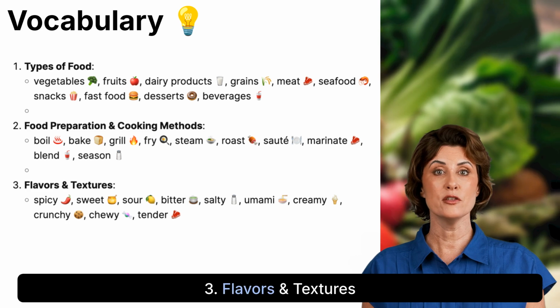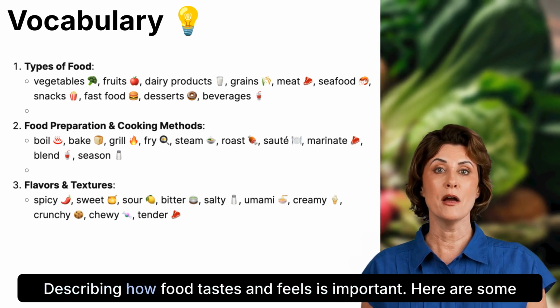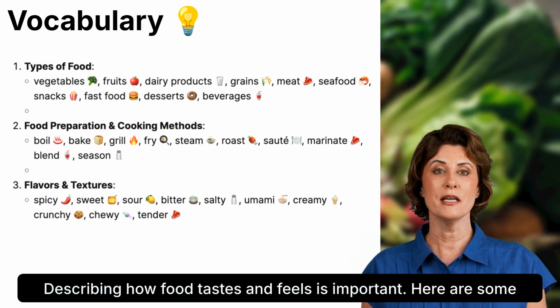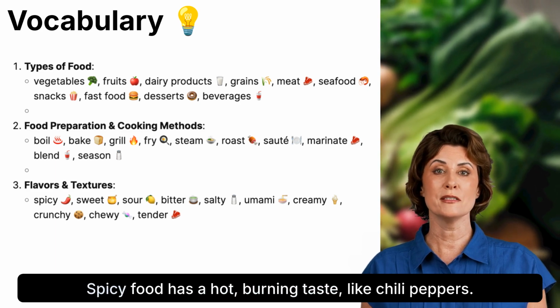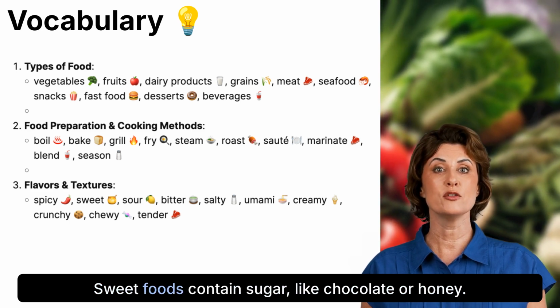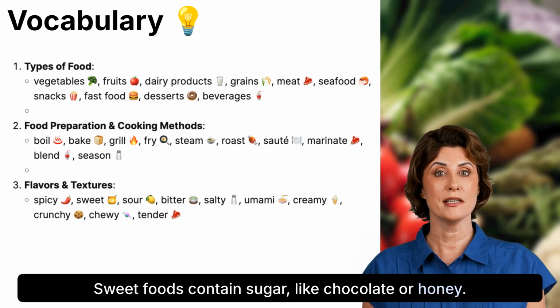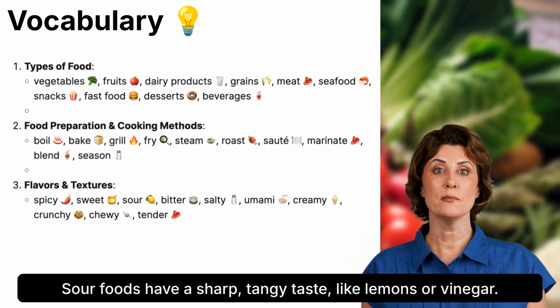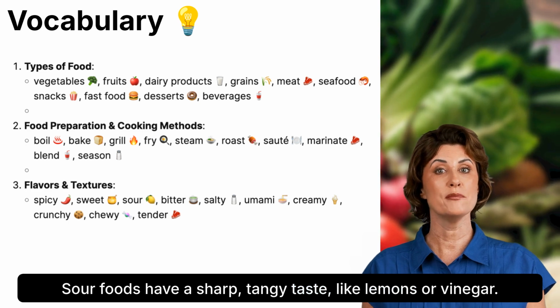3. Flavors and textures. Describing how food tastes and feels is important. Here are some useful words. Spicy food has a hot, burning taste like chili peppers. Sweet foods contain sugar, like chocolate or honey. Sour foods have a sharp, tangy taste like lemons or vinegar.